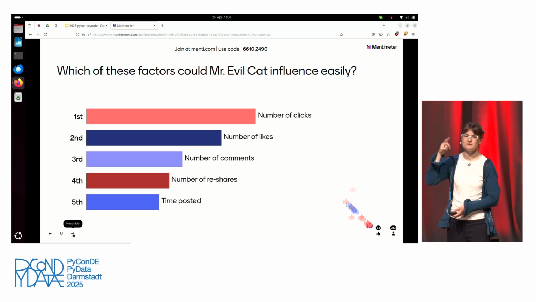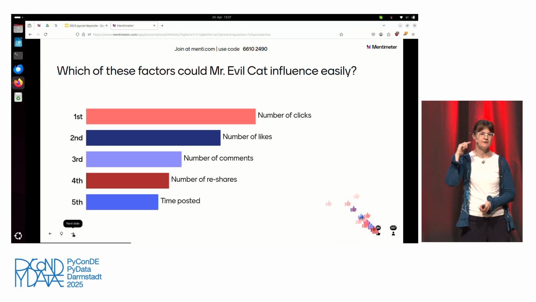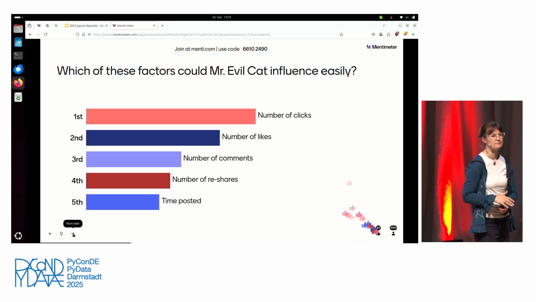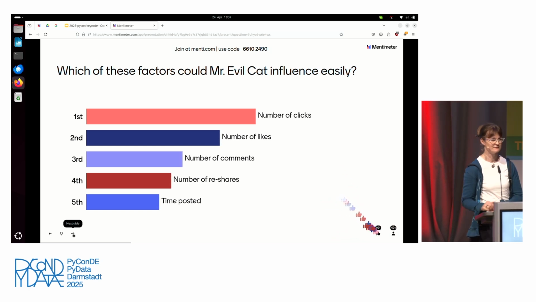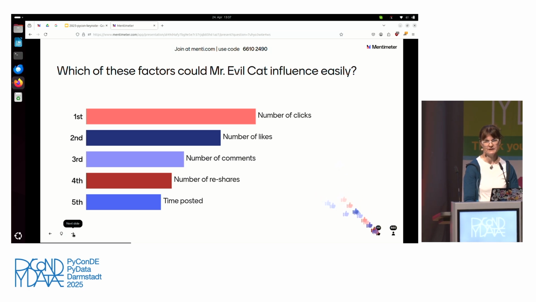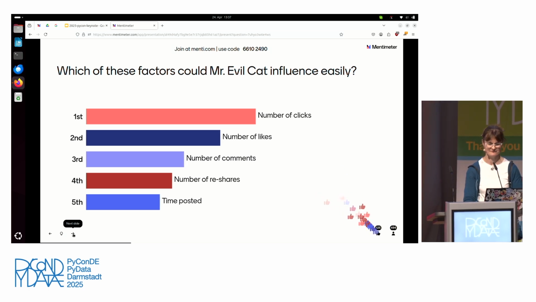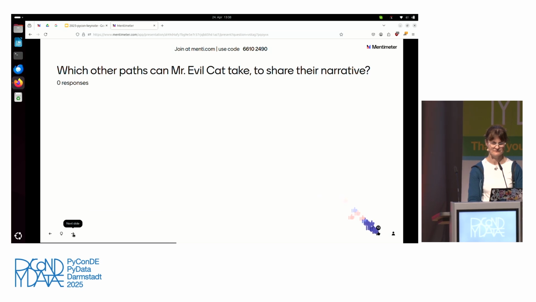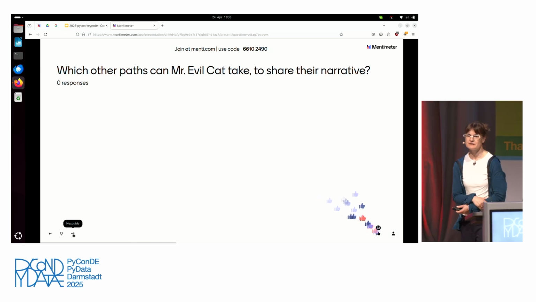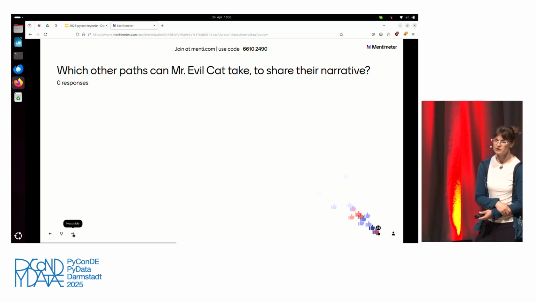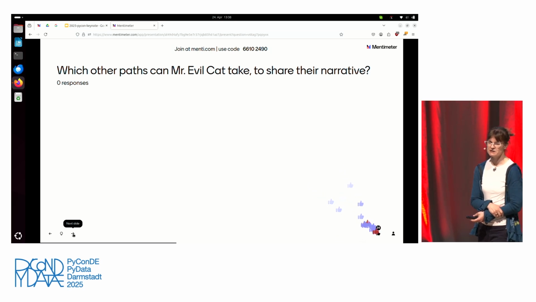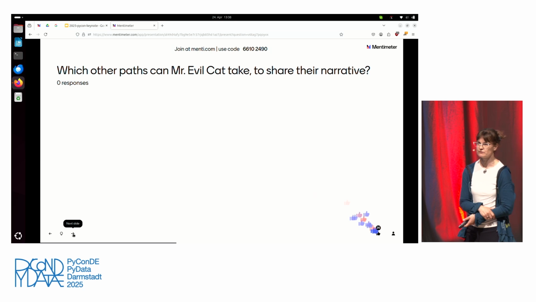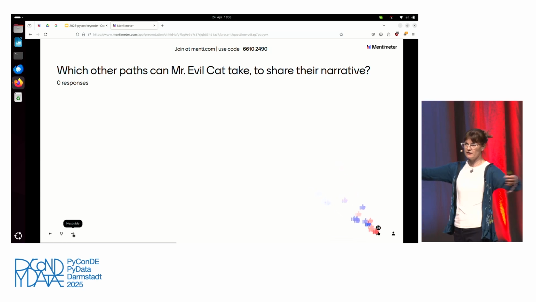And while you do that, you can think back about your most favorite social media posts that you've read this morning or yesterday evening. Now think about your social media sites. Which path could Mr. Evil Cat take to share their narrative with a large audience?